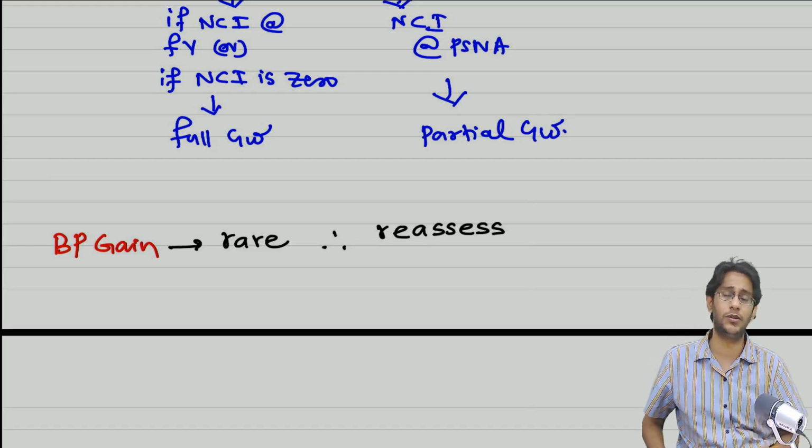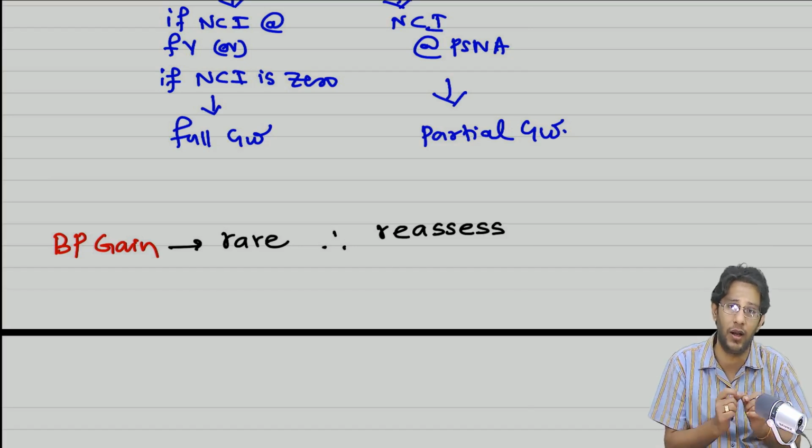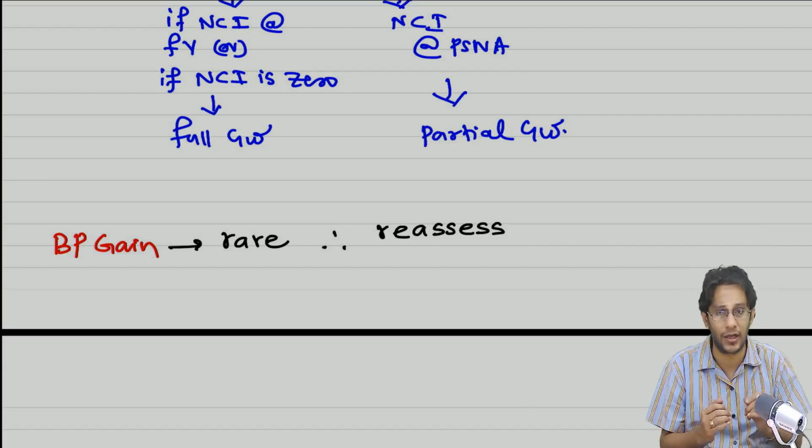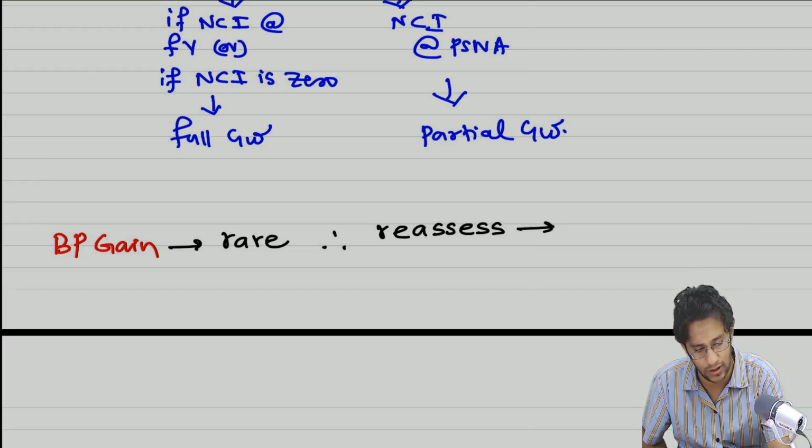Reassess what? Reassess means check again. Did you consider all the assets and liabilities or not? Are the measurement values correct or not? PC correctly, accurately measured or not? Like that, go and recheck everything. If after reassessment also you say that no sir, bargain purchase gain is there, what should I do?